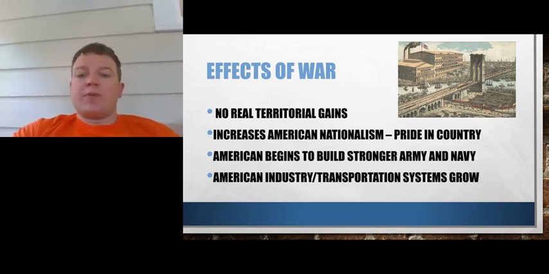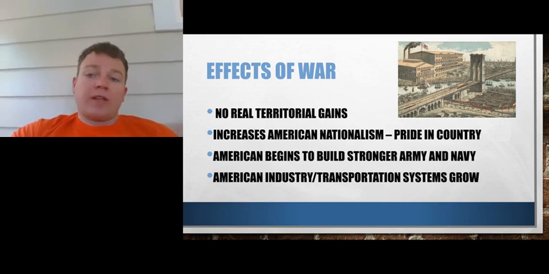American industry and transportation systems are going to grow. It was very difficult for troops to be transported throughout the roads and bridges and things like that. So remember we talked about the canal boom and things like that happening in the 1817, 1819, 1820s. Without the War of 1812, we're not going to see the National Road. We're not going to see the Erie Canal, because the thought was if we get invaded again, we can use these canals and roads to transport goods back and forth.